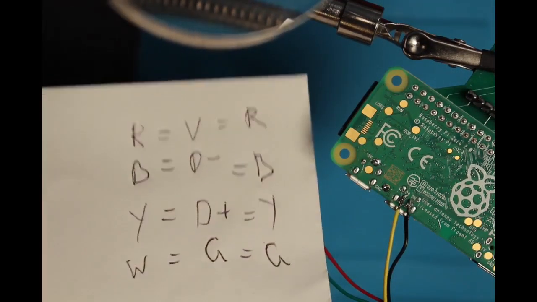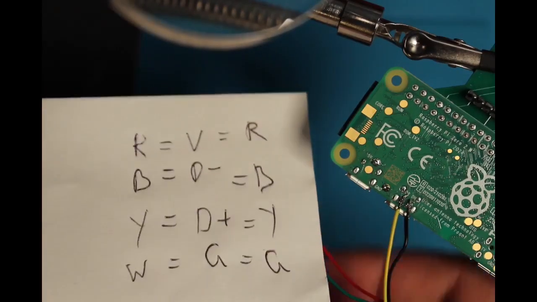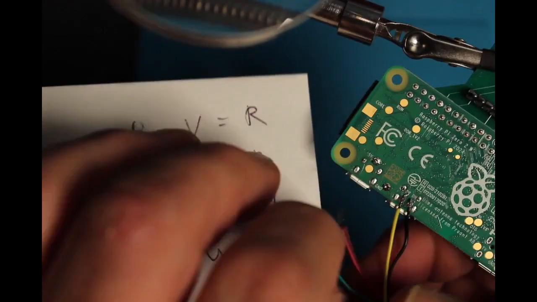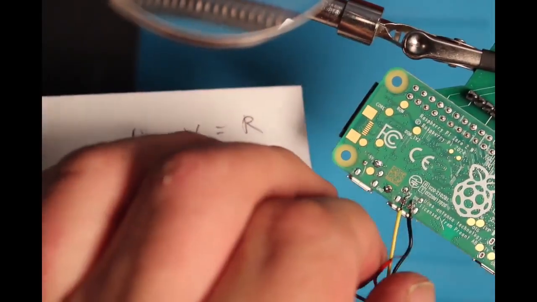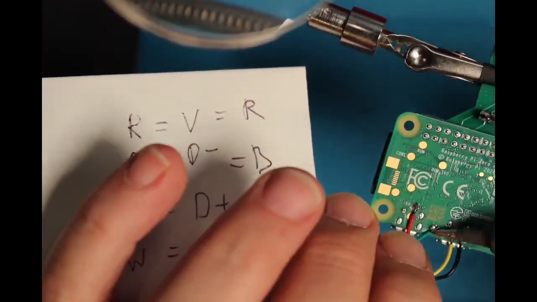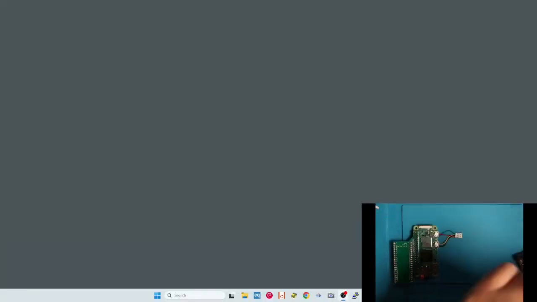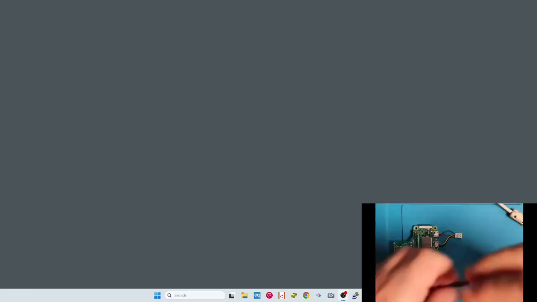So, next one, 5 volt and ground. The red one is 5 volt. Okay, let's test it if it's working. Let's connect the USB adapter.